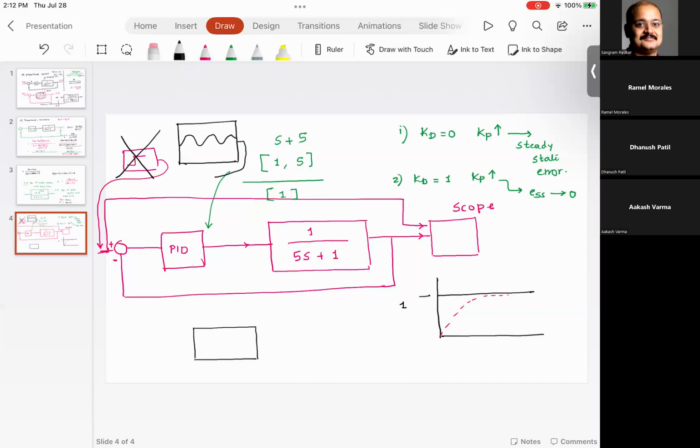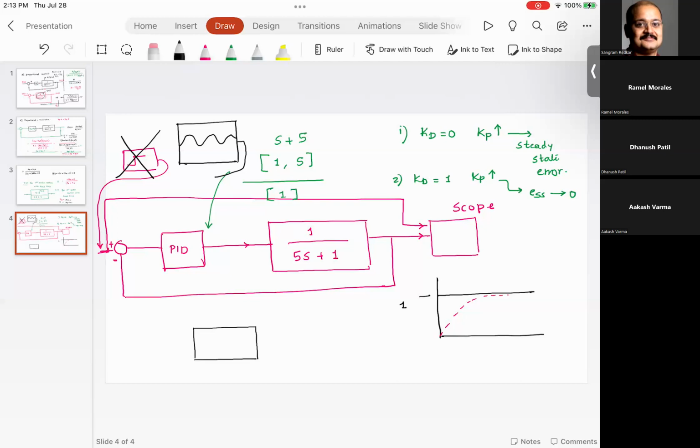And now remove the sine and add a step function, a step input, and tell me if your output matches the input. Pretty close, yeah, but there is some error there, but still pretty close.